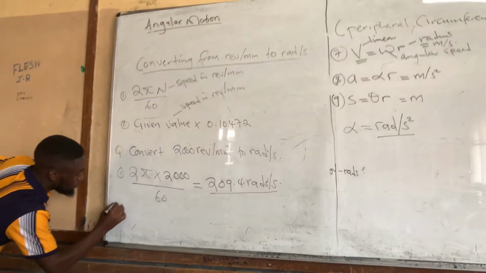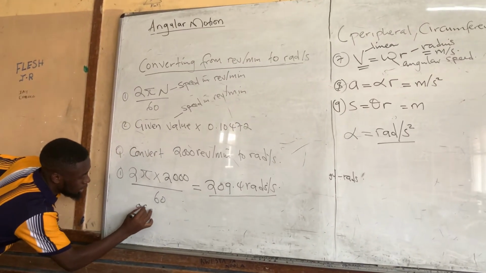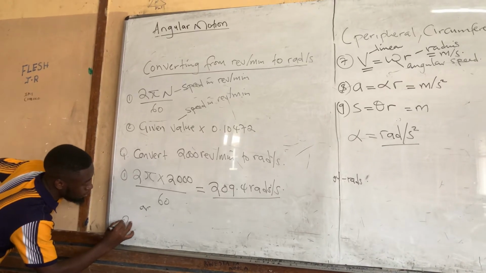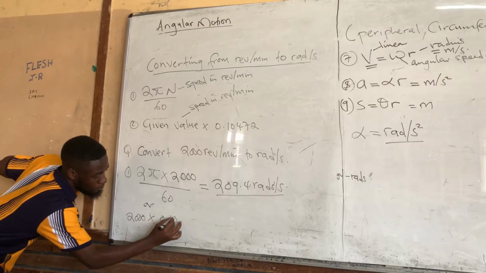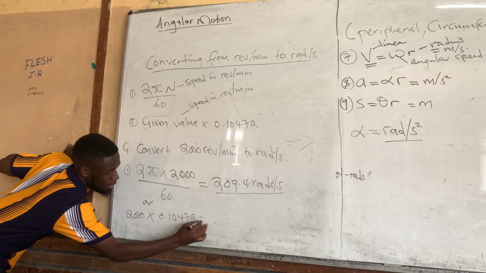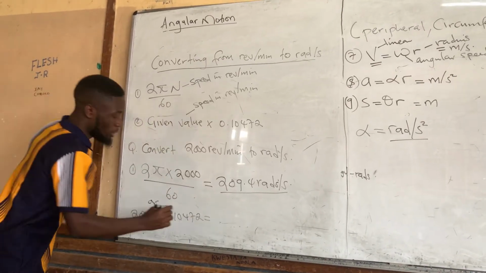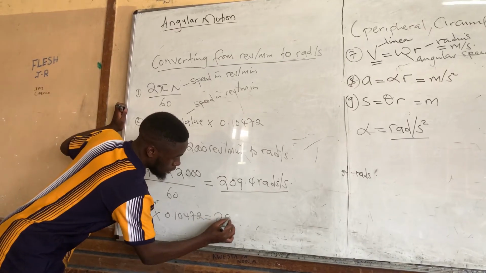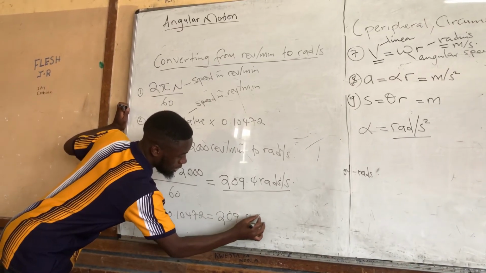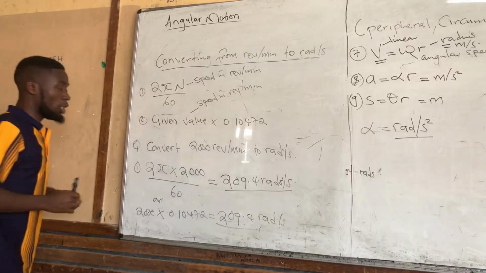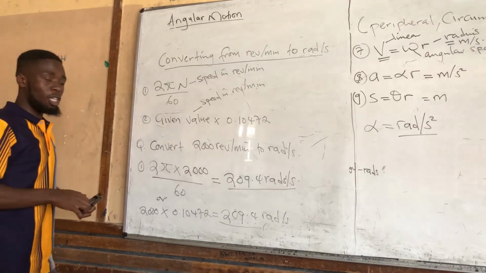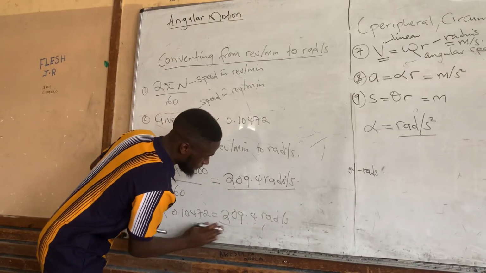Or you can use this one here. Let's say the given value, 2000, multiplied by 0.10472. What's the answer? It gives you the exact same answer, 209.4 rads per second. So we can use either of the two to convert from revolutions per minute to rads per second.